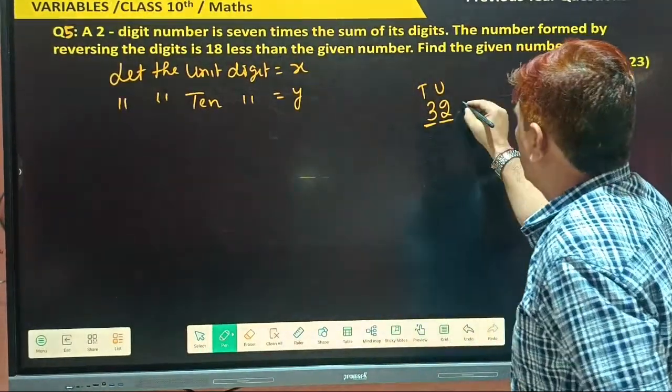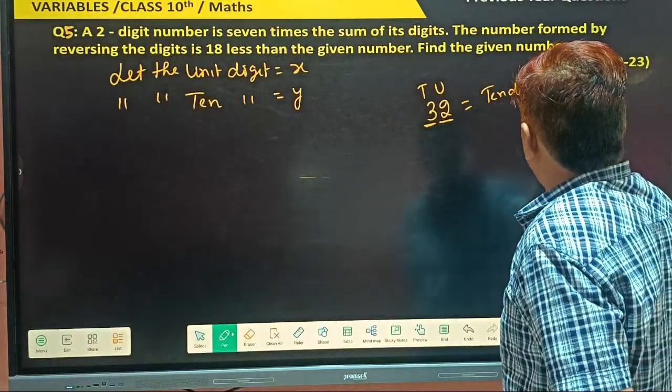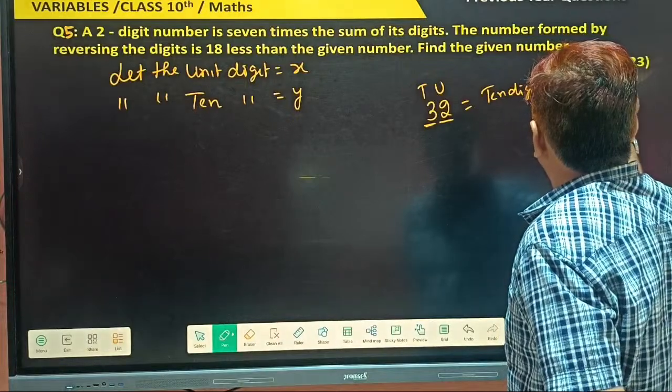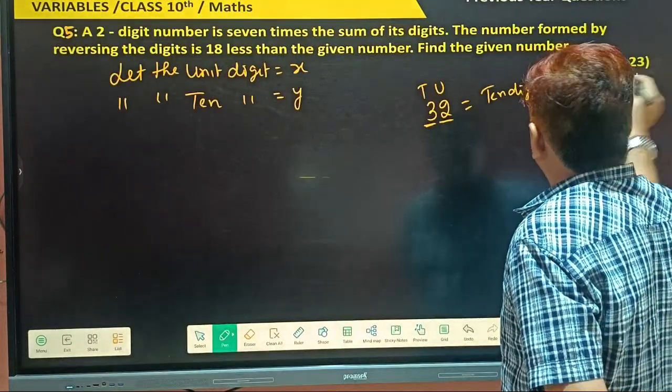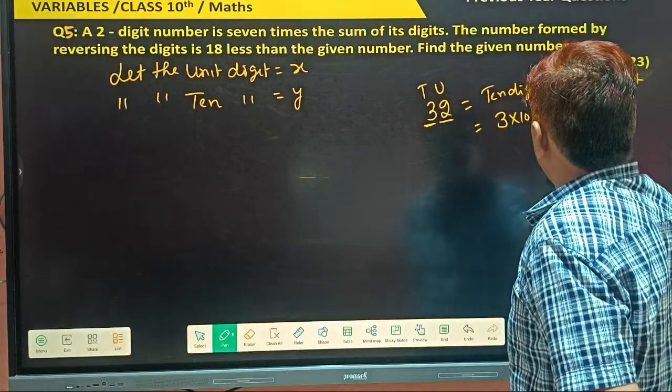So how can we form the number? 10s digit into 10 plus unit digit. So how much? 10s digit 3 into 10 plus 2. So 32.